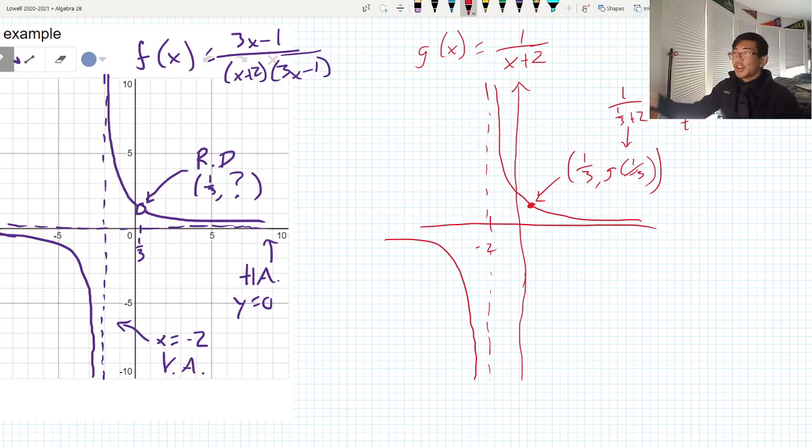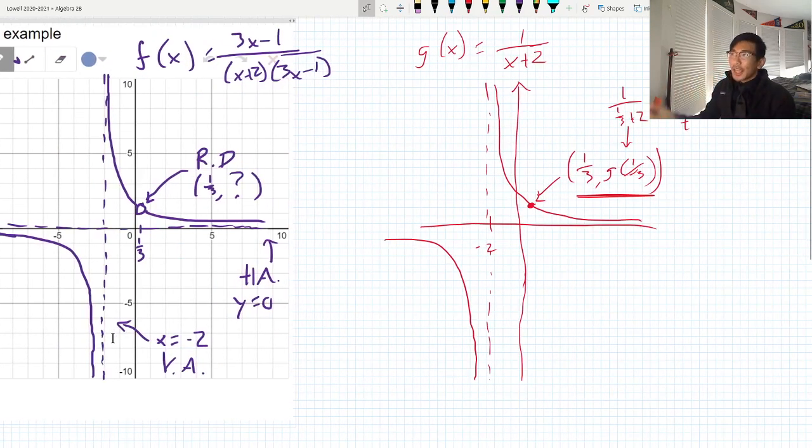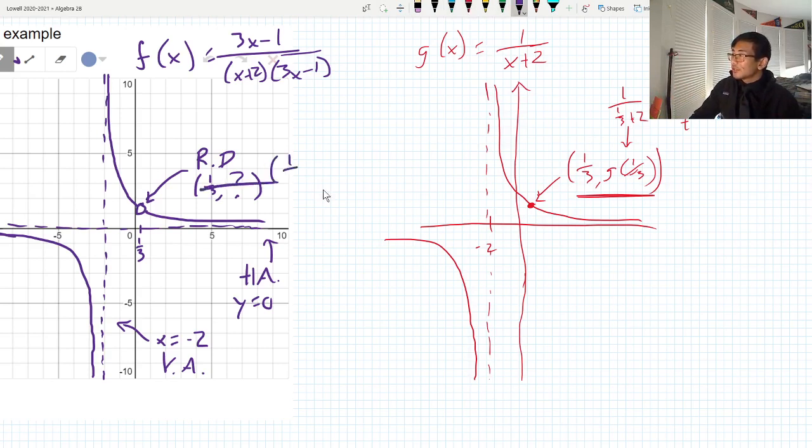And so the removable discontinuity, the hole in the purple graph, is simply that point on the red one, plucked out. This is how we find the y value of the removable discontinuity. You find the x value by finding where you get 0 over 0, and then plug that into the simplified equation to find what the y value should have been, or what it was supposed to be. And so we know that this removable discontinuity is actually at 1/3, comma, 3 over 7.